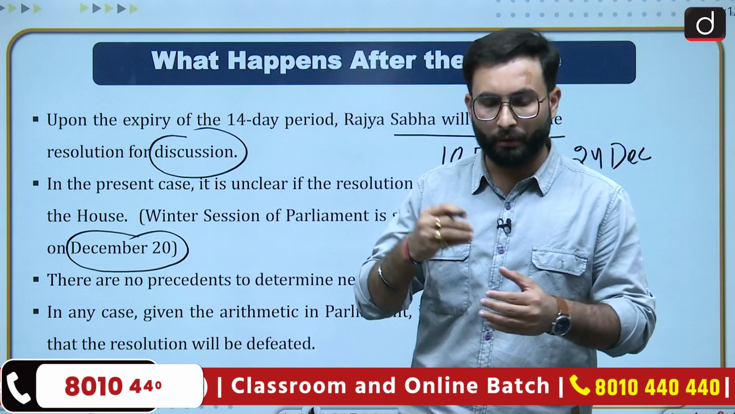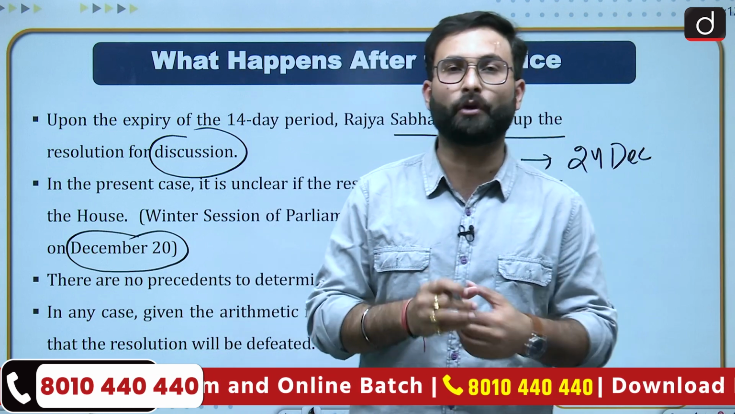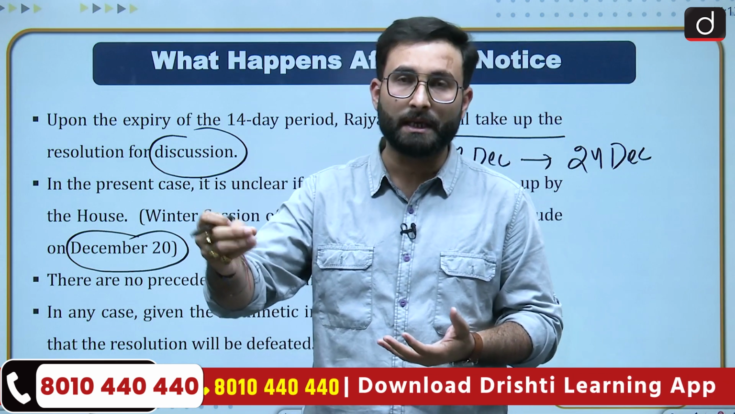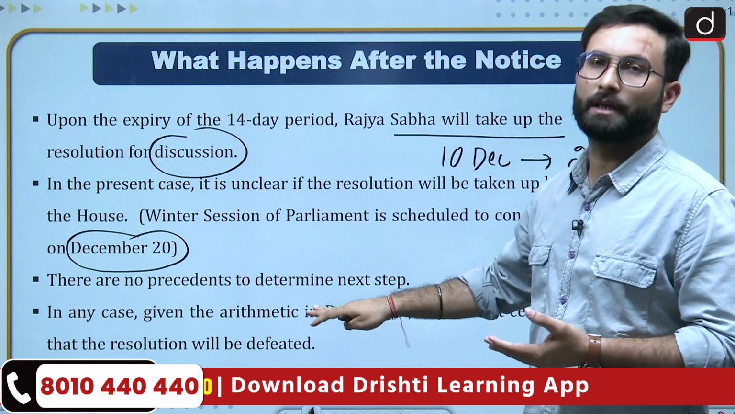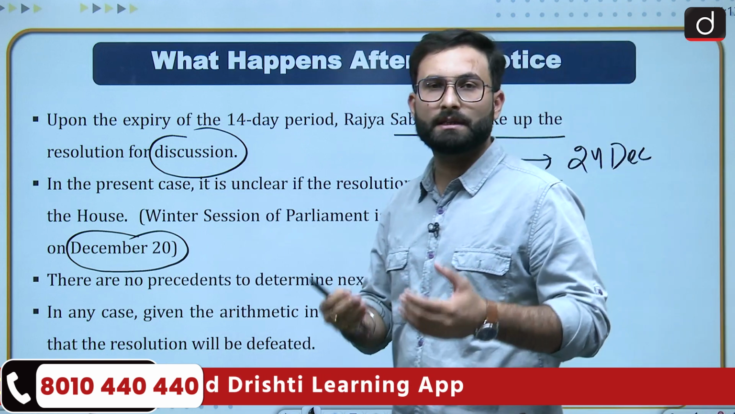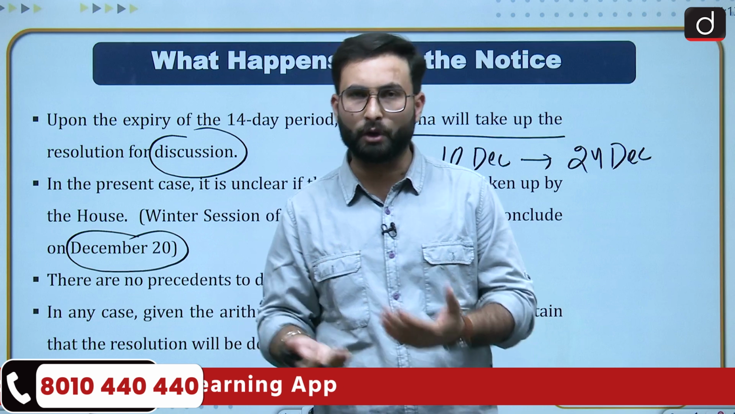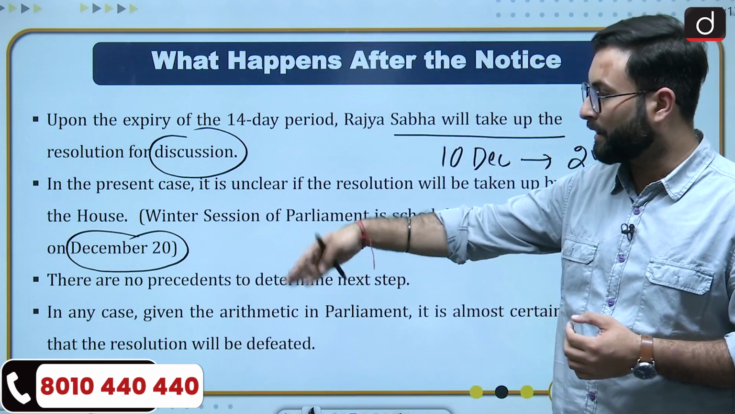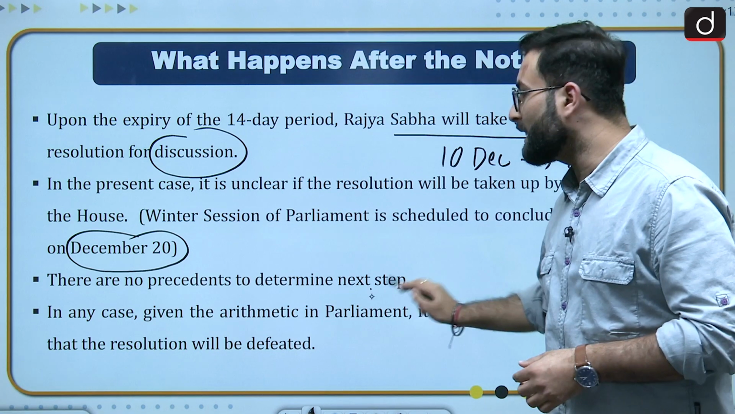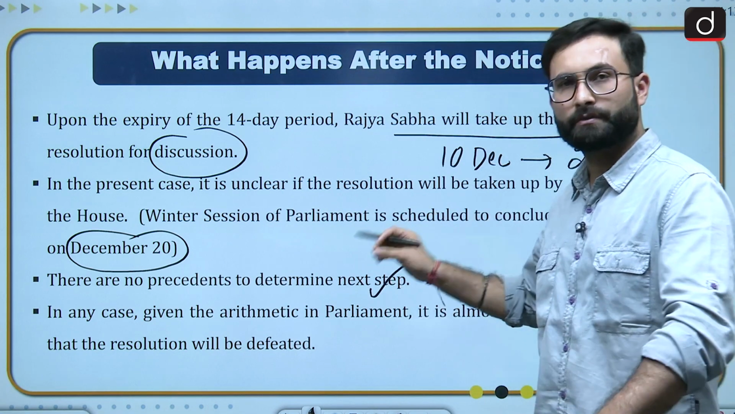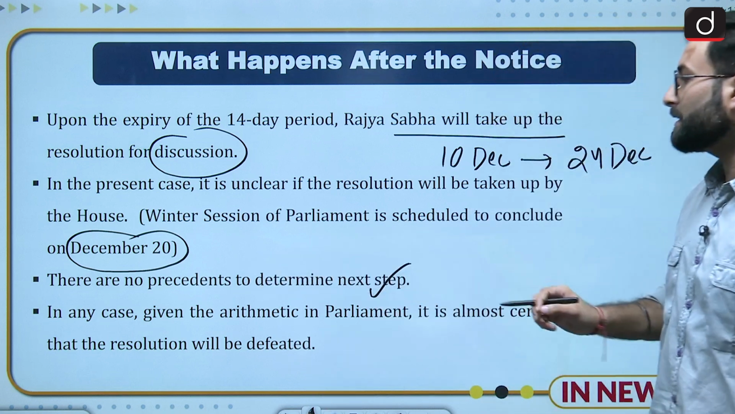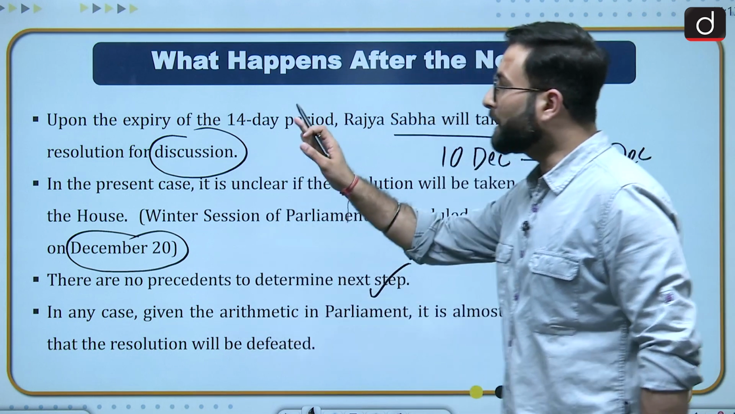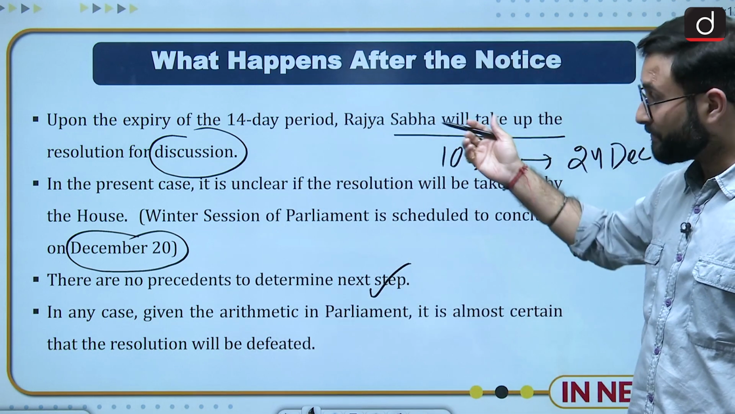Now, there are no past precedents which we can follow. Right now, we do not know what will happen after the session is concluded, whether in the new session they will be taking up the issue or that will end over here. And anyway, as I told you, this is a political gesture by the opposition, so obviously this motion will not pass. But again, we do not know what will happen, so let's see in the coming time. There are no precedents to determine the next steps. Nothing of this sort has happened in the past. In any case, given the arithmetic in Parliament, it is almost certain that the resolution will not be passed. So that is about what will happen after the 14 days.